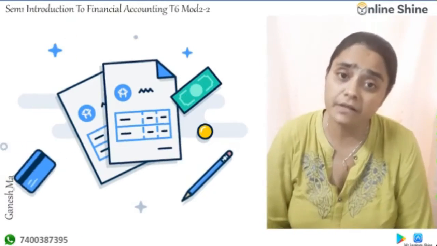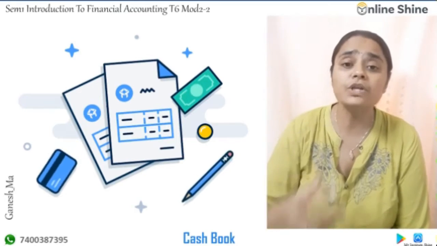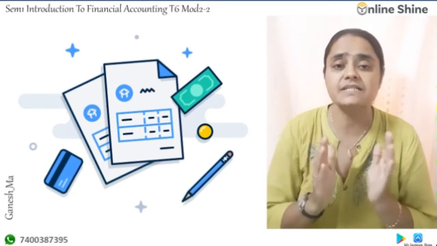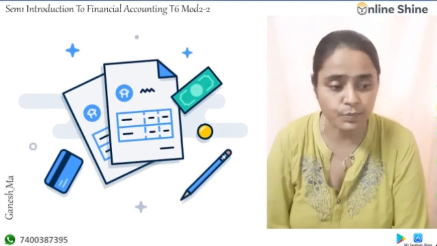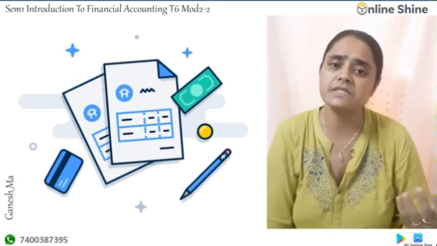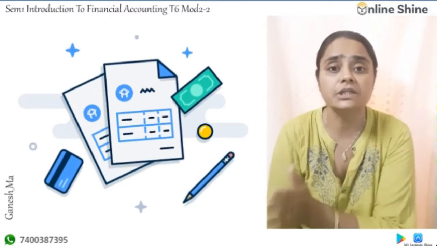There is one more important subsidiary book, that is the cash book. Here you record all your cash receipts and all your cash payments. Whatever cash transactions have happened in the business will be recorded separately in the cash book. And the other transactions, apart from purchase, sales, purchase return, sales return and cash transactions, are recorded in the journal proper.